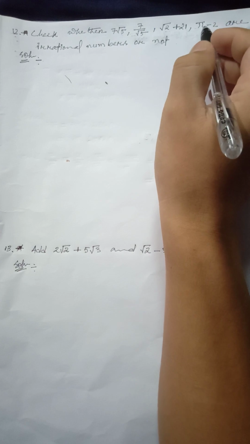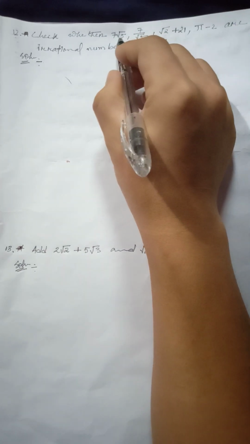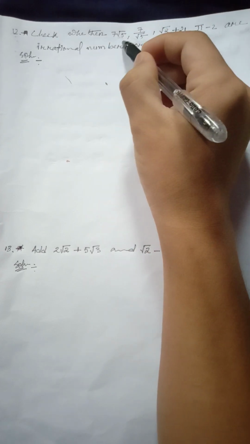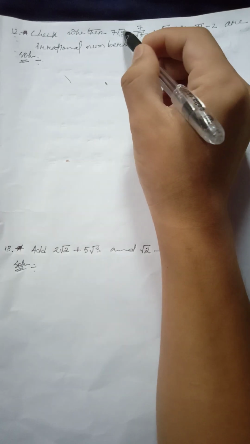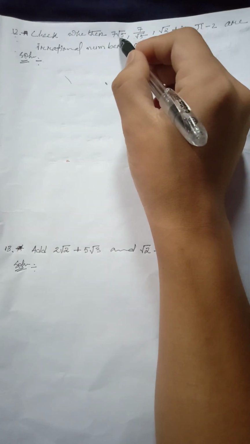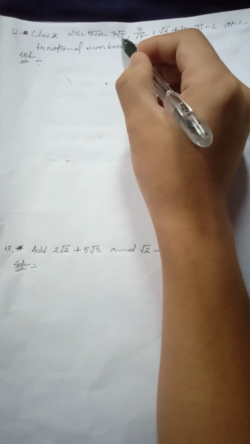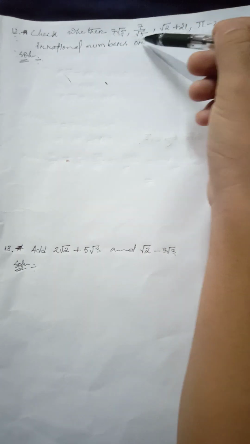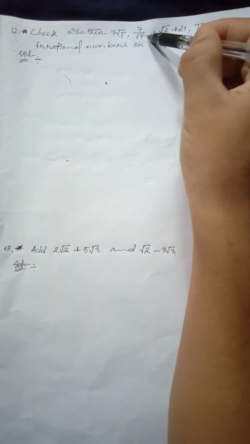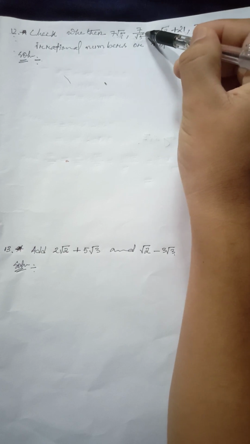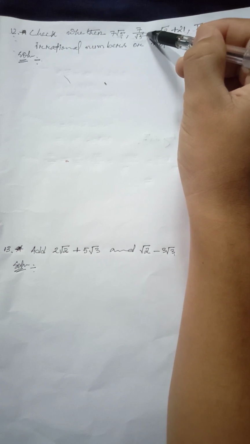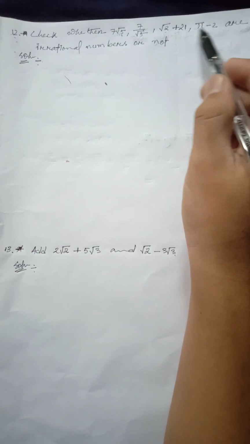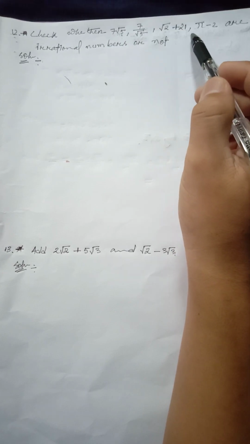In order to check it, after solving this, if we get a decimal expansion which is non-terminating and non-recurring, then we can conclude that this real number belongs to irrational numbers. Likewise, we have to do this even in the rest. If we get the same, then we can conclude that it belongs to irrational numbers.